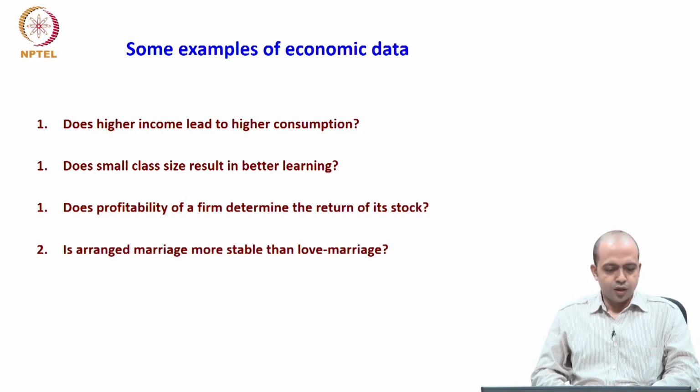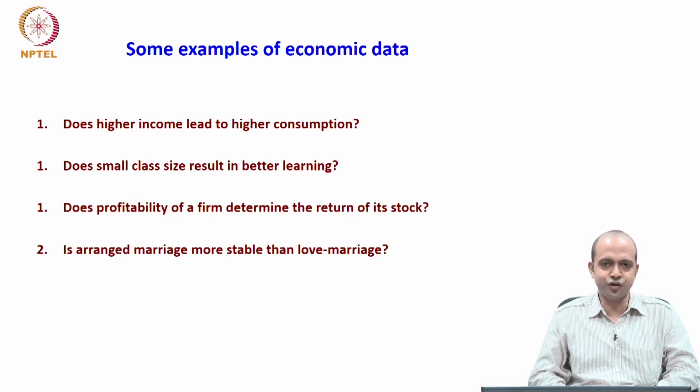Okay. Then the other example: is arranged marriage more stable than love marriage? This is also another example. Now, first of all, getting married itself is an economic decision making. Why? Because economists define marriage as nothing but a mutually beneficial trade, a mutually beneficial contract. And the stability, whether the marriage contract will be stable or not, depends on whether both the parties involved in that contract benefit mutually or not.